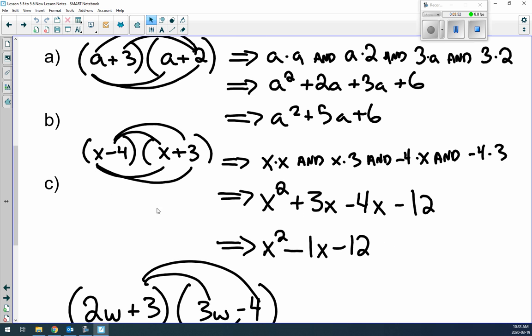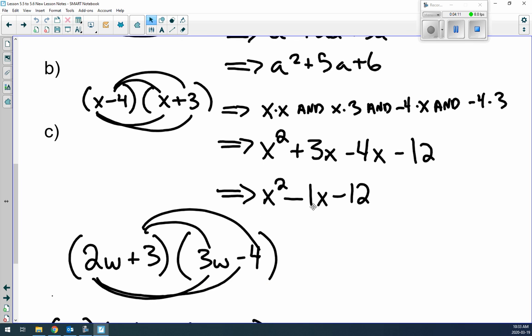Okay, let's look at the next one here. We're going to do first, outside, inside, last. First is x times x, x squared. Outside, x times positive 3, 3x. Inside, negative 4 times x. And last, negative 4 times positive 3, negative 12. Now, these two center terms you can combine. So you end up with x squared minus x minus 12.